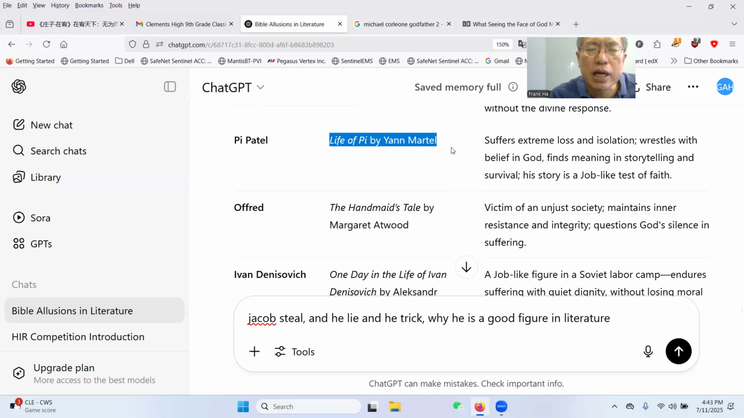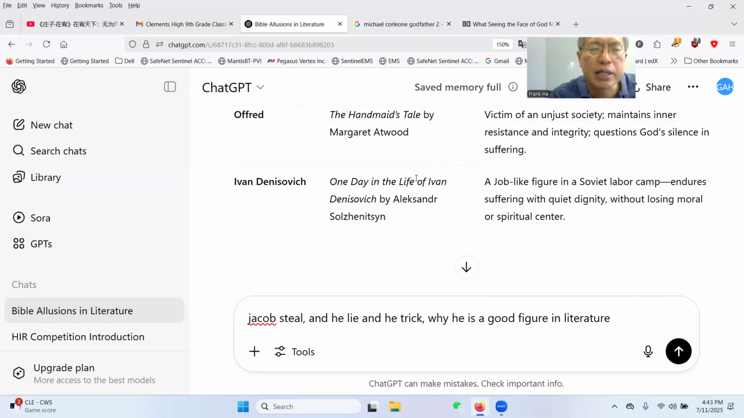Pi, I don't like the book The Life of Pi, a disgusting book. I don't like it. And this is a feminist book. Don't waste my time. Okay, read this one. One Day in the Life of Ivan, the Russian one.